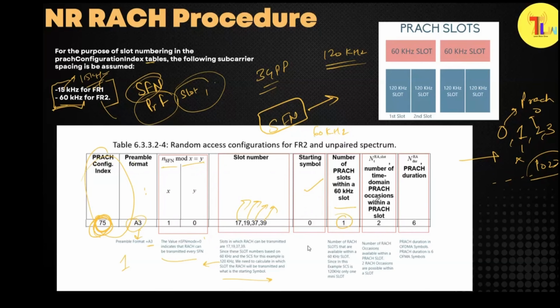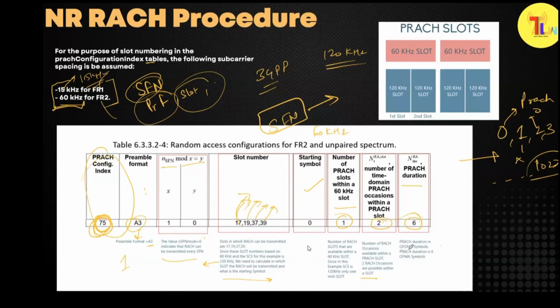Number of time domain PRACH occasions within a PRACH slot is 2, and the PRACH duration is 6 OFDM symbols. The number of PRACH occasions available within the PRACH slot is 2, that is 2 RACH occasions are possible within a slot. And these are the OFDM symbols which are being used.